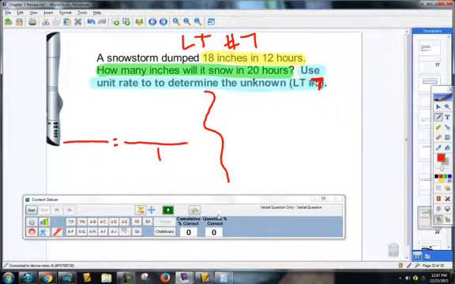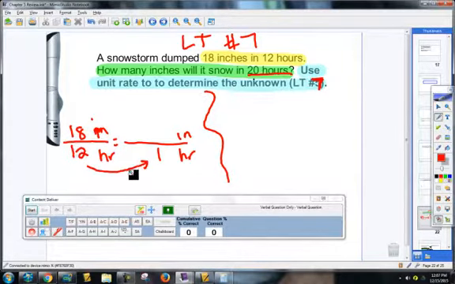But you need to figure out the unit rate per hour, right? Because we're given a real amount of hours. So I know hours are going to be on the bottom. I know that inches are going to be on top. My fake ratio is that it snows 18 inches in 12 hours. I'm going to divide that by 12. I'm going to divide that by 12. What does that give me? 1.5, sorry. Okay, 1.5.